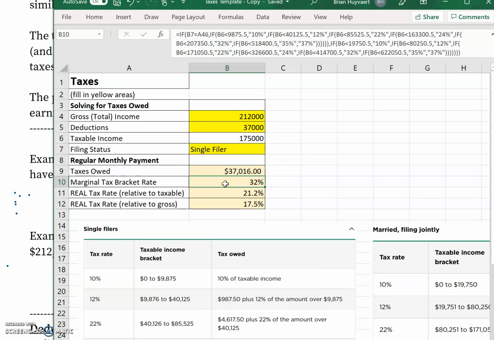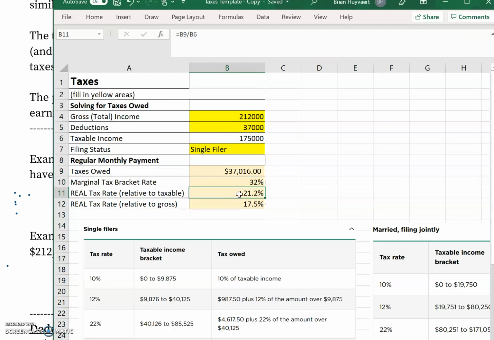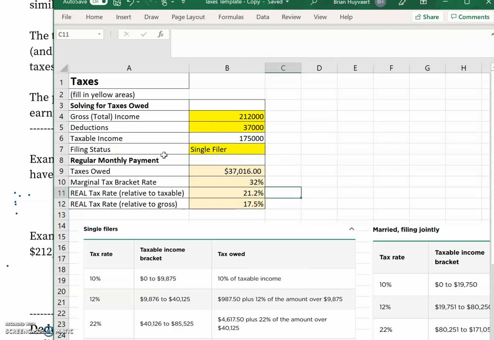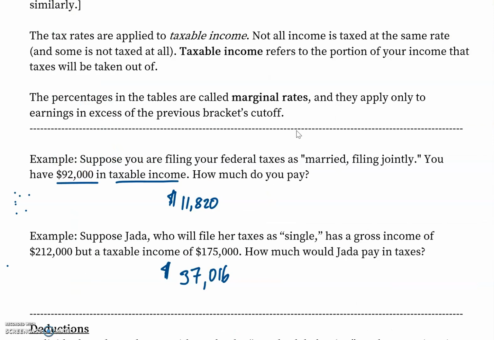Okay, she was in the 32% bracket. How much did she actually pay? Well, relative to her taxable income, she only paid 21.2%. Relative to her gross, and this is what most people think about, like, oh, what's my salary, right? My salary in this case, hers was 212,000. She only paid 17.5%, but basically half of what the marginal tax bracket said she would. So again, let's all calm down when we're talking about what percent rate we're paying.